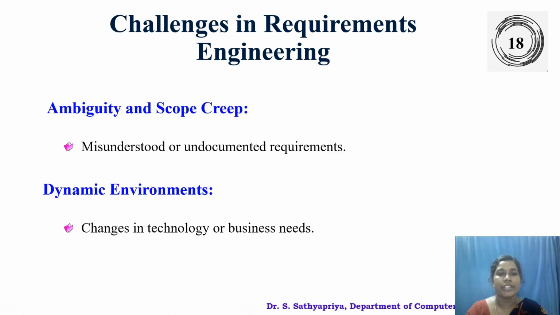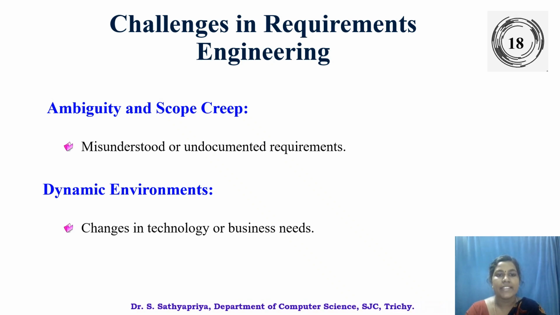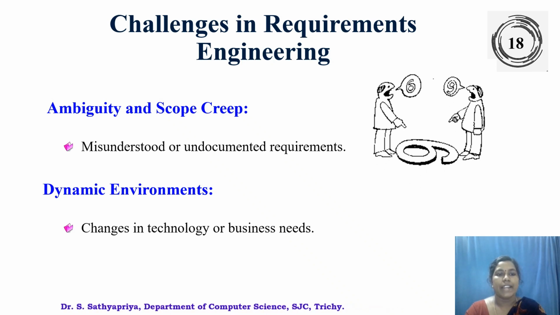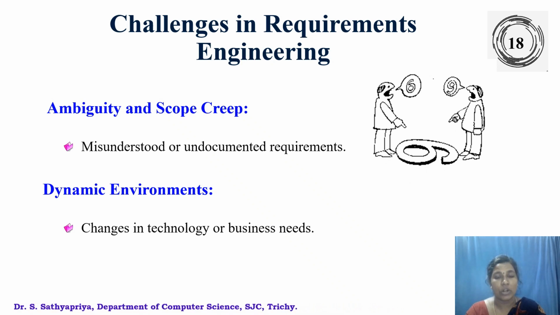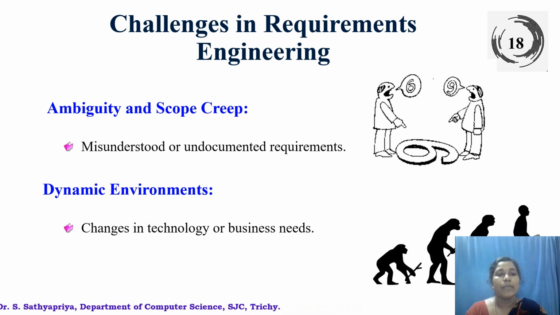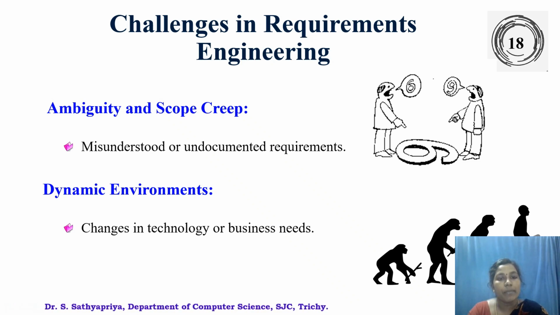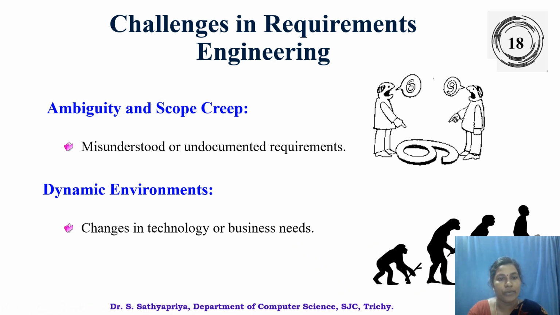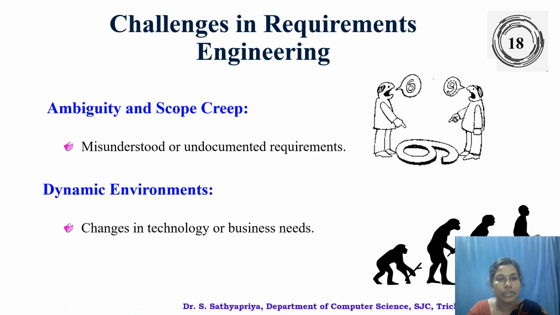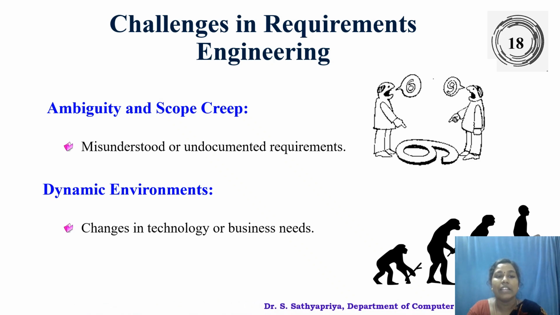Defining and managing requirements is never without its challenges. Here are some common issues we face during requirement engineering: ambiguity and scope creep, misunderstood or undocumented requirements, and dynamic requirements, which means changes in technology or business needs. Let's discuss some common challenges when preparing requirements for food delivery applications. First are unclear or vague requirements. For example, a stakeholder says make the app user friendly. What does that mean? Does it refer to intuitive navigation, faster loading times, or something else? Without clarity, the development team might build something that doesn't meet expectations.